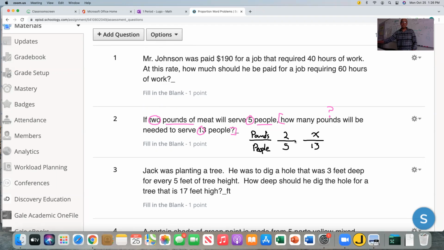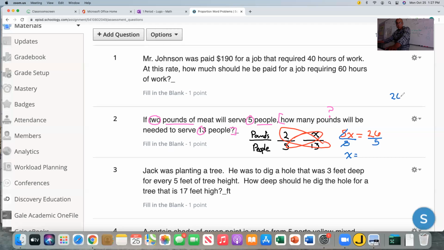Step number 2, ladies and gentlemen, now that I wrote it down, we multiply. So we're going to build an equation where we're going to cross multiply. So 5x will go on one side, 5 times x. And on the other, we have 13 times 2, which is 26. Final step, we divide by the number next to the letter. Here's the letter, so we're going to divide by 5. Whatever I do to one side, we must do to the other. So x will be whatever 26 divided by 5 is.